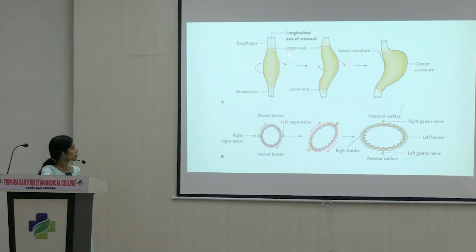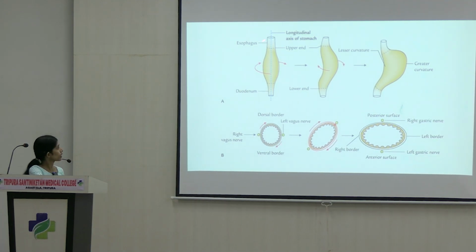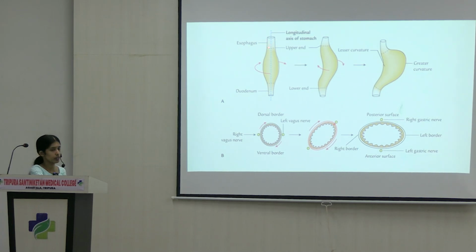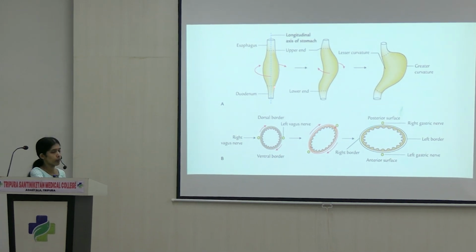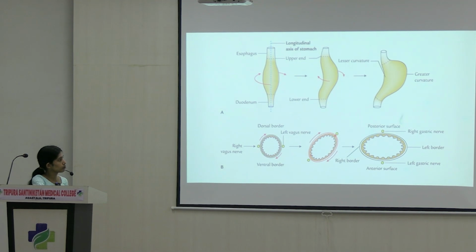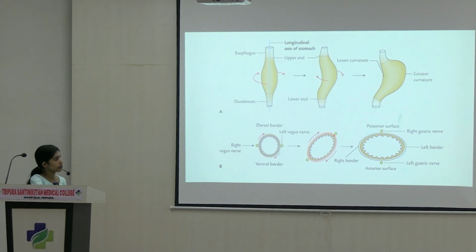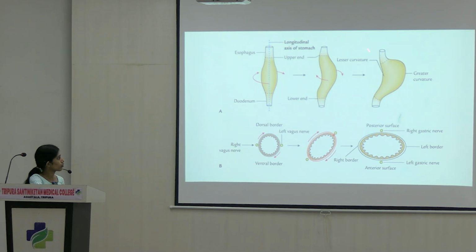Okay, see this one. This is your tubular structure. Here we have already seen the formation of the esophagus. Then we have the upper end, lower end, and also the dorsal border, ventral border, right surface and left surface. After the 90-degree rotation, this is how your tubular structure will look. Your dorsal border is going to develop as the greater curvature and the ventral border is going to develop as the lesser curvature.